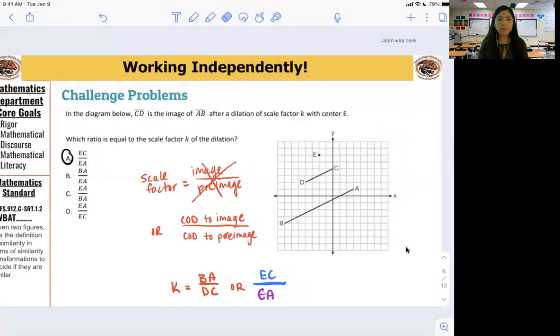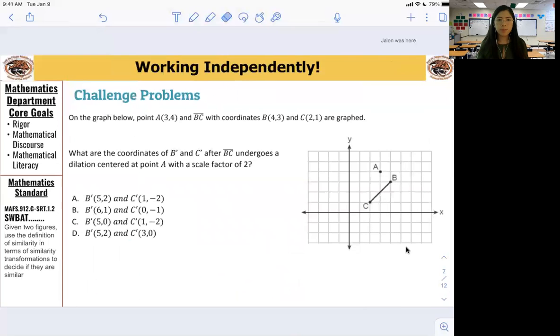All right, one more. Oops, one more similar. Let's see who's going to read this one. Janelle, can you read for us?